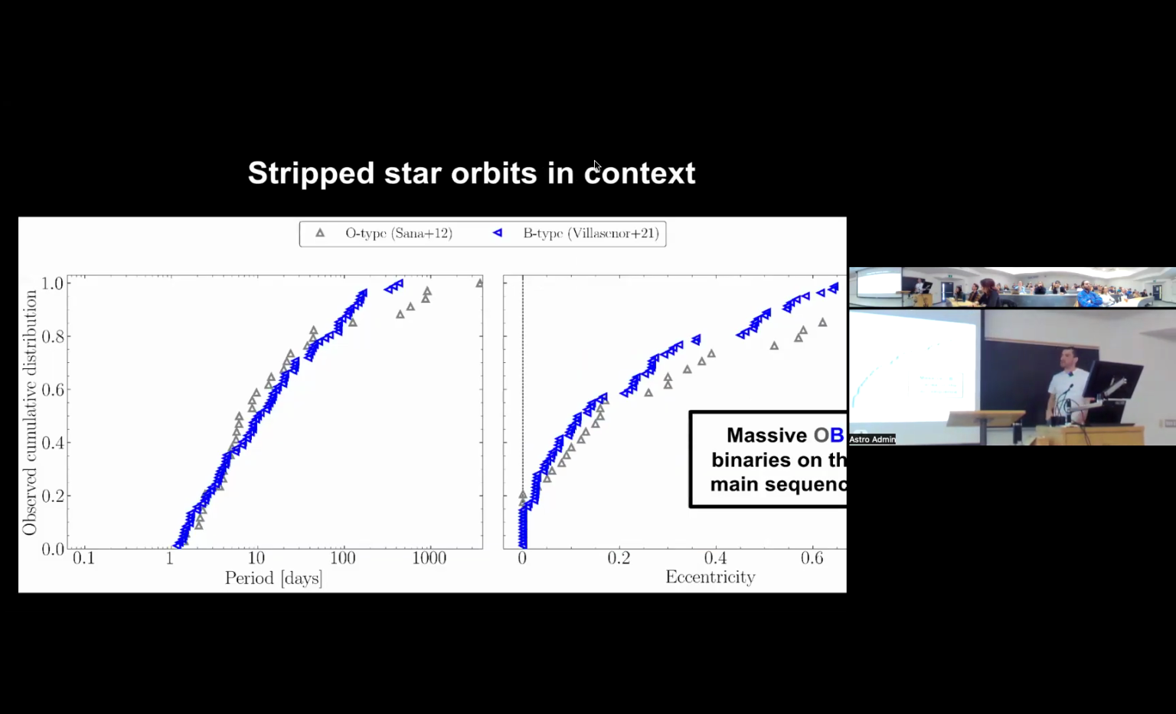Now I'm going to try and contextualize the properties I just talked about in comparison to other observed distributions of binaries. So we'll start off here with massive OB binaries on the main sequence. You can see that the periods, these are cumulative distributions, by the way, range from a day to several thousands of days, and the eccentricities display a wide range from circular all the way up to something like 0.8. These are pre-interaction systems. So these are very much the initial distribution of orbits.